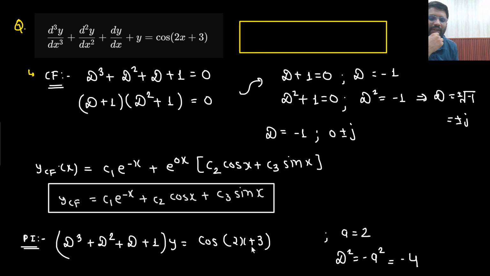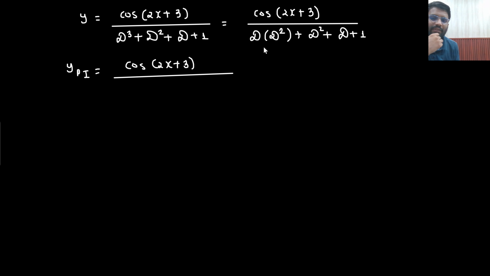D square equals minus a square. So D square can be replaced with minus 4. So here you are getting minus 4D, that is, D square replaced with minus 4 plus D plus 1. Did you understand it or not? Only D square. D square is minus 4.